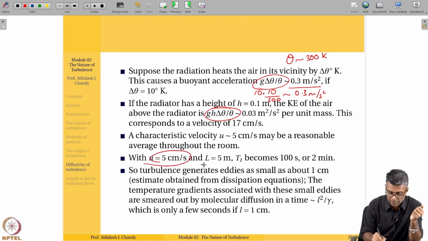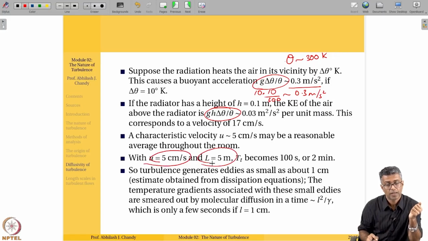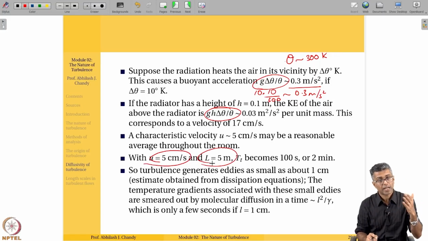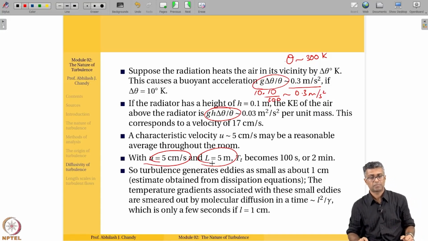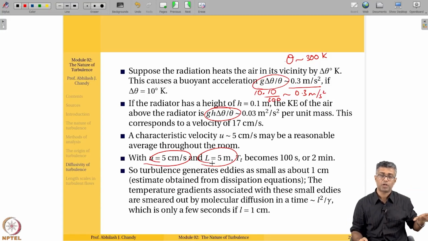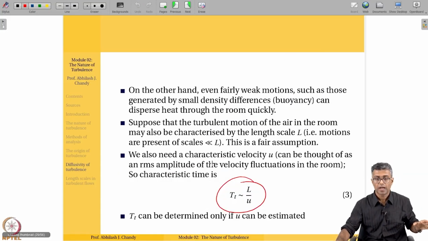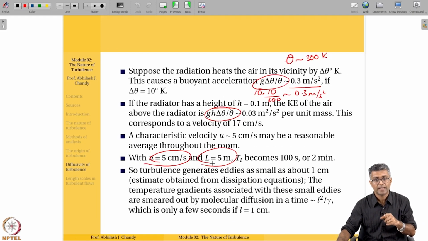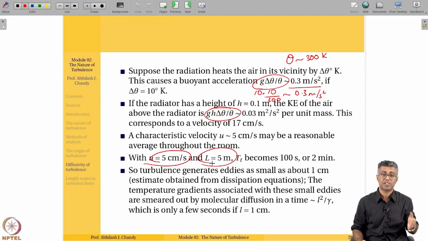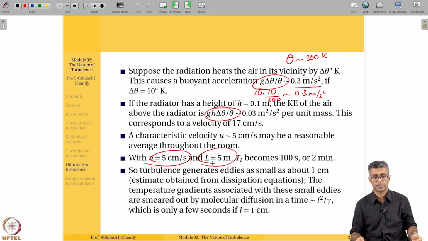and L is equal to 5 meters, the characteristic length of the room. The turbulent timescale can now be determined. It becomes 100 seconds, approximately 2 minutes. So you see the difference. With molecular diffusion you had about 100 hours. Now you have 2 minutes. 100 hours versus 2 minutes. That's the difference between a laminar flow and turbulent flow. This is what diffusivity in turbulence does.